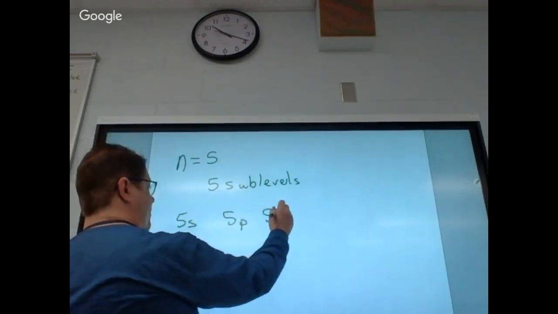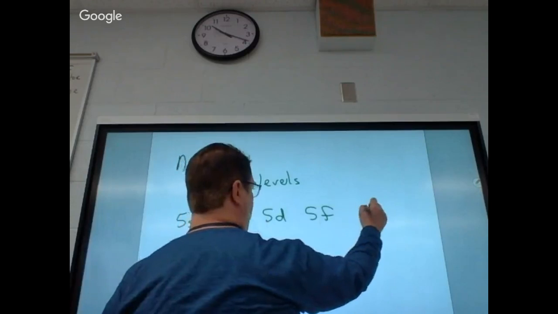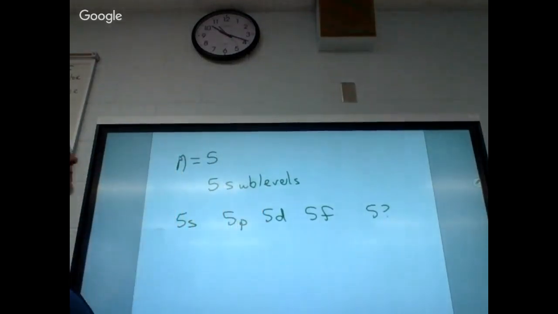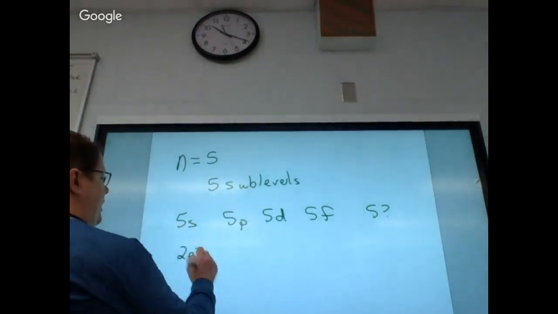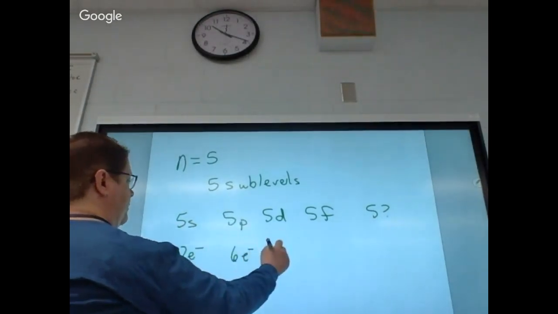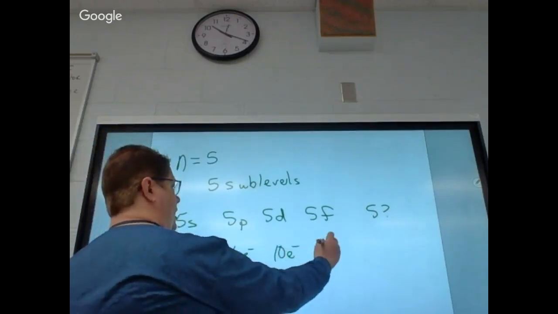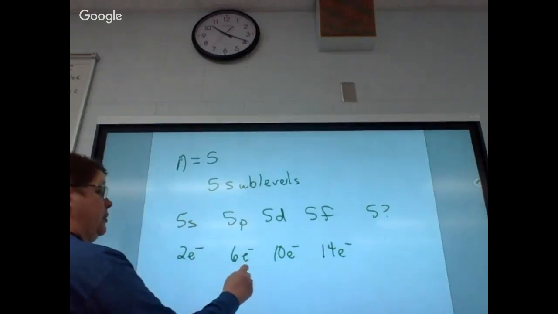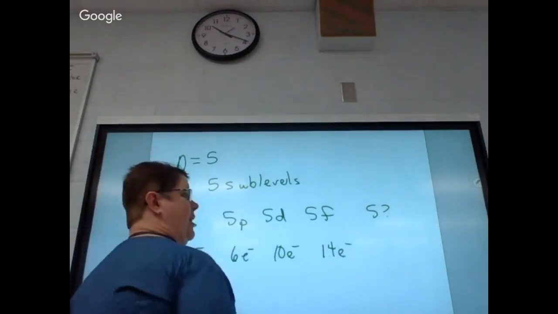5P, 5D, 5F, and 5 we don't know. Okay, I like that answer. All right, so how many electrons can go in S? 2. How many can go in P? Sorry, 5P, I jumped one. And in D? And in F? 14. And now, if you notice the pattern, these are all going up by how much? 4. So how many is the 5 I don't know going to have?